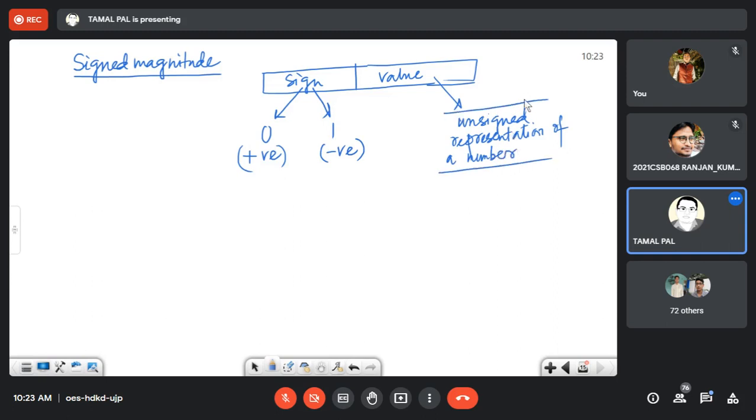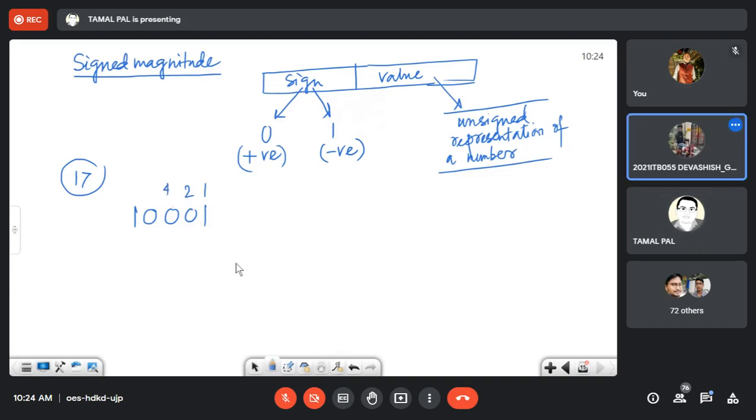Okay. Now consider the same example, 17. I think you know what the unsigned representation of it is. 10001, is it? I just had forgotten. Yes, sir. Okay, it is. That means it is 16 plus 1.